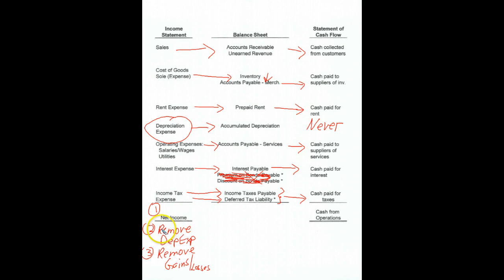So we took net income, removed anything that's not going to be a cash flow, removed anything that's not going to be an operating activity because we only want cash from operations. So we removed gains and losses.